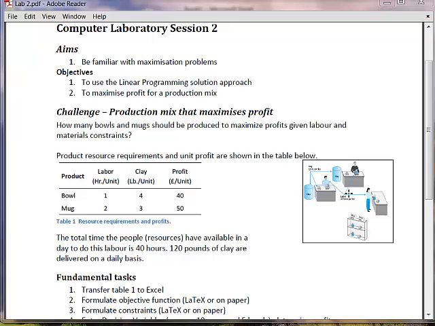Hi, welcome to this management science tutorial entitled Linear Programming. In here we are going to look at a workshop. We've got a couple of employees which produce mugs and bowls. We have got 40 hours of labor a day available, and we have got 120 pounds of clay available for producing these two products. They are sold with a profit of 40 and 50 pounds. So for bowls we have a profit of 40 pounds, and for mugs 50 pounds. Good.